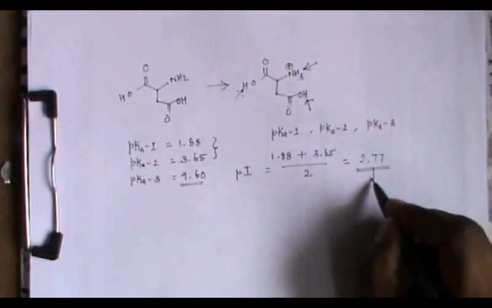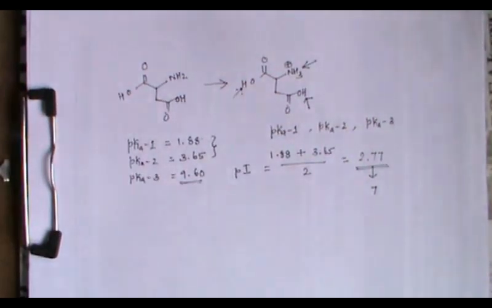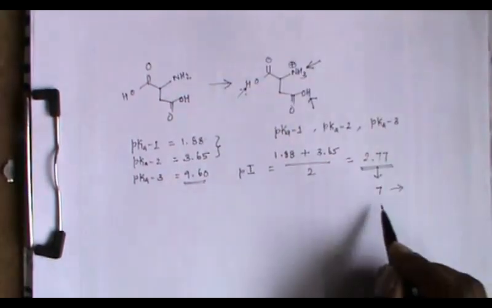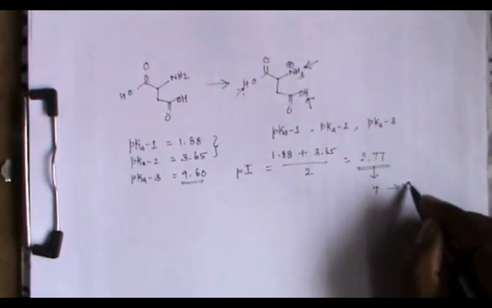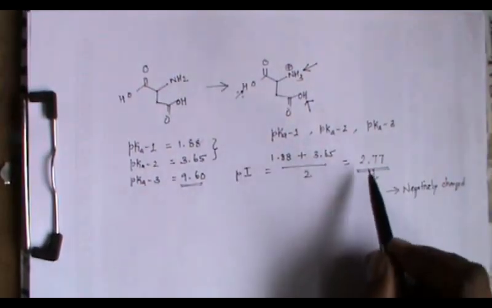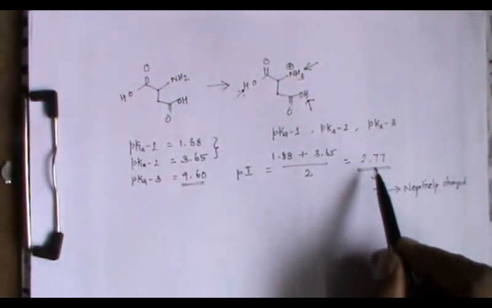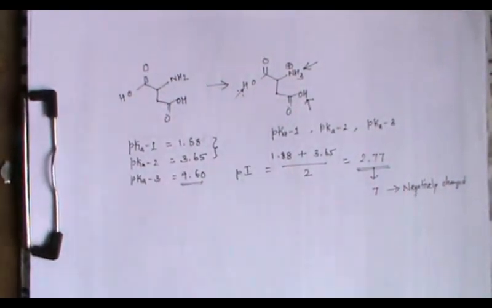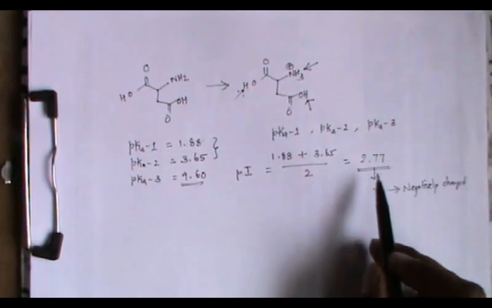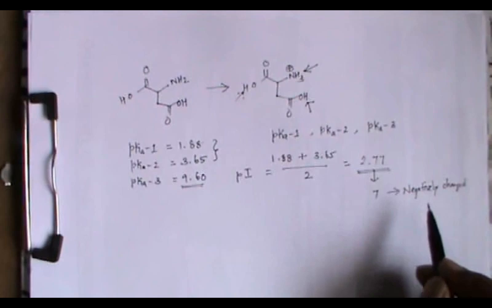Suppose I increase the pH to 7. At higher pH, it will be negatively charged. When you lower the pH below 2.77, the amino acid will be positively charged. When you increase the pH above 2.77, it will be negatively charged.